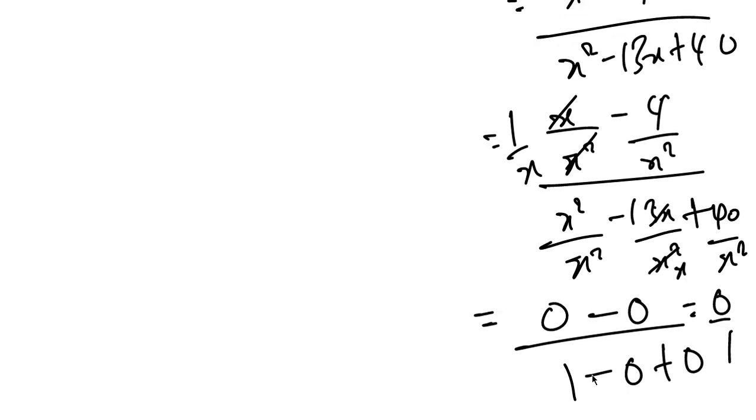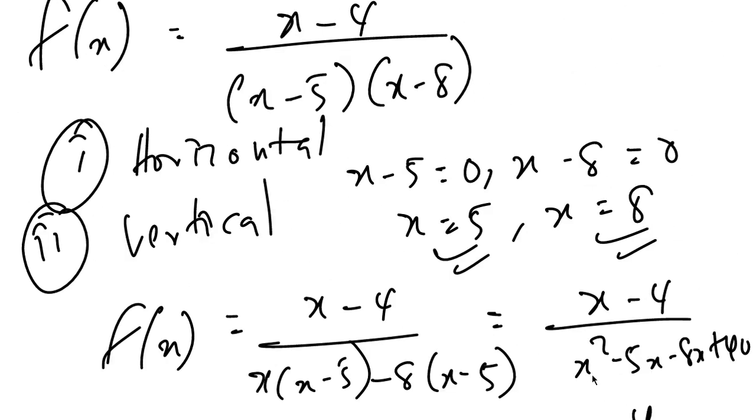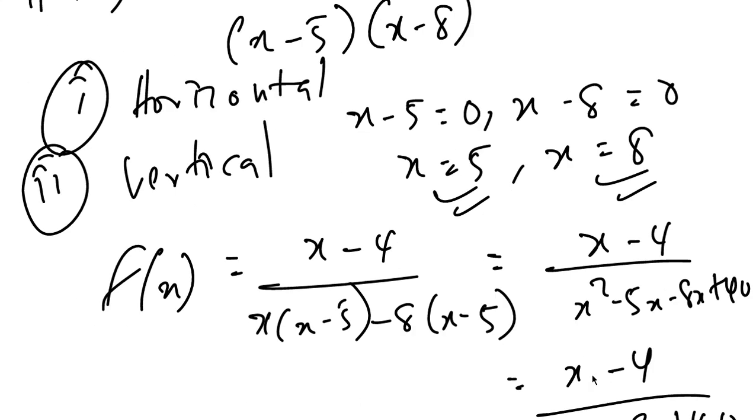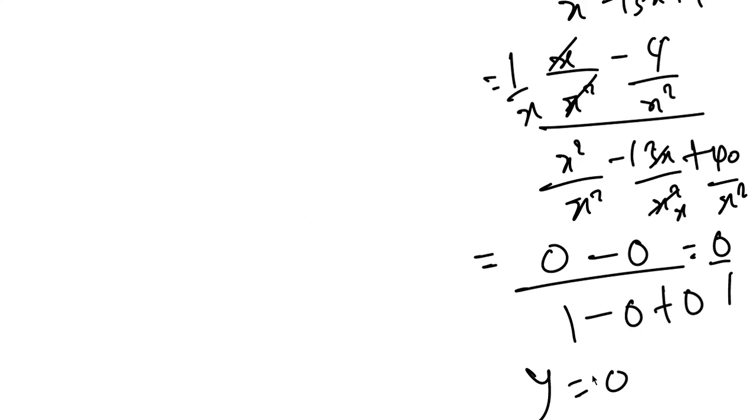So simply put, if you are given a function such that the degree of the numerator is less than the degree of the denominator, then the horizontal asymptote is what? Is at y equal to 0. Do you understand?